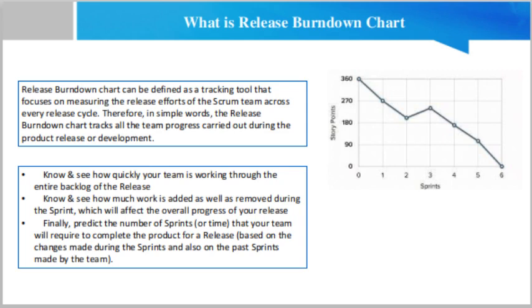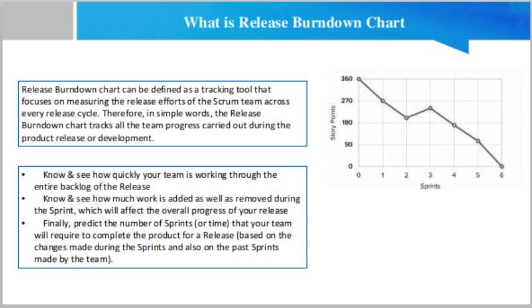What is the release burndown chart? Usually, a burndown chart of any kind helps in representing a proper measurement between the actual performance versus the planned performance in a measurable format. In this case, a release burndown chart can be defined as a tracking tool that focuses on measuring the release efforts of the Scrum team across every release cycle. Therefore, in simple words, the release burndown chart tracks all team progress carried out during the product release or development.